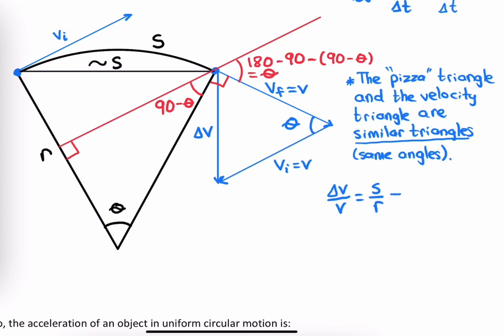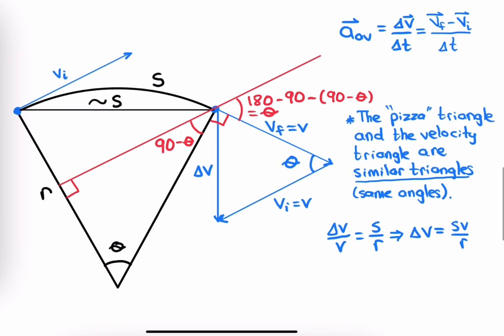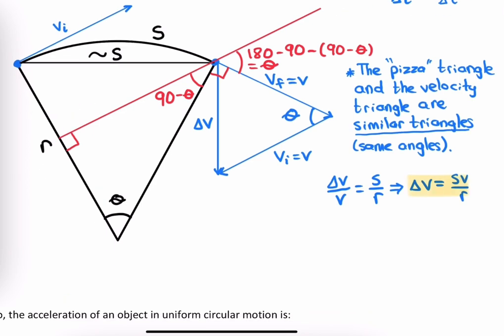If I rearrange this and isolate delta V, I get delta V equals SV over R. Well, why am I isolating delta V? Remember, the whole point here is to find acceleration. And acceleration is the change in velocity over change in time. So finding an expression for change in velocity, delta V, is going to be helpful. So now that I've got that expression for delta V, let's go back in and plug through that formula.